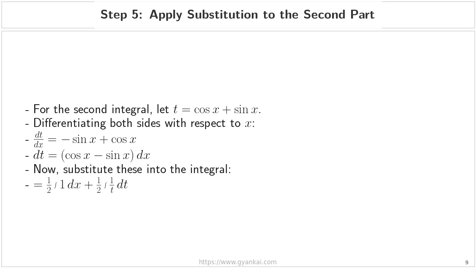Finally, the last line shows the substitution in action. Now, substitute these into the integral. Equals 1/2 integral of 1 dx plus 1/2 integral of 1 over t dt. Notice how the cosine x minus sine x dx has been replaced with just dt in the second integral. This is the power of substitution. We've transformed the second integral into a much simpler form, the integral of 1 over t with respect to t, which we know how to solve. The first integral is also straightforward, the integral of 1 with respect to x.